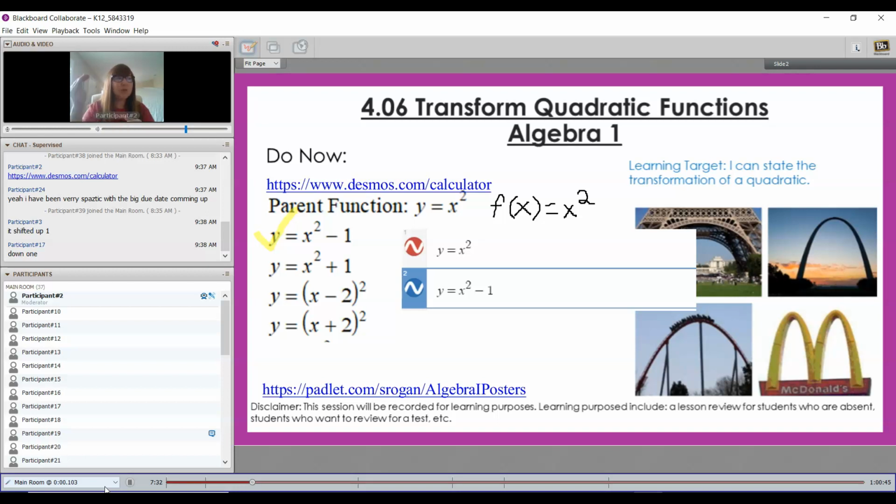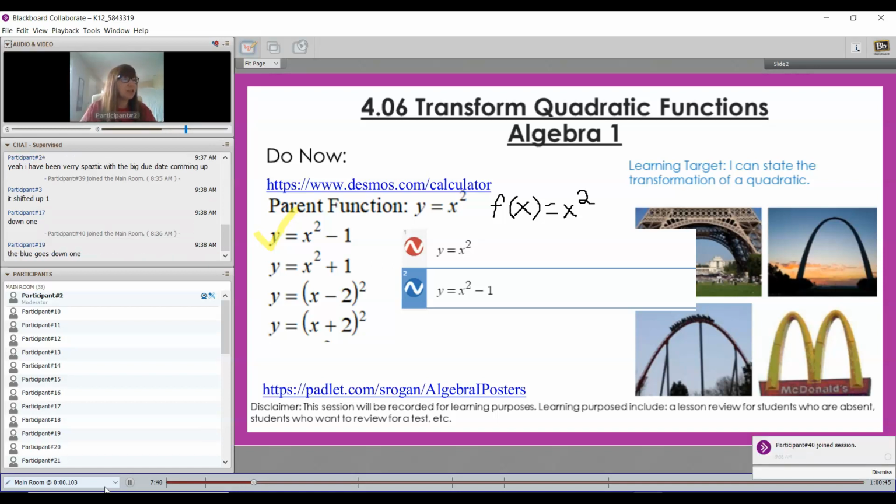Yeah, I think it should go down 1. So double check. So the x squared, it's beautiful. It's at the origin. It's through that middle point. Well, not really through the middle point, but it's at the origin, right? And then, so mine, I don't know if your colors are the same, but my red one is my parent function.